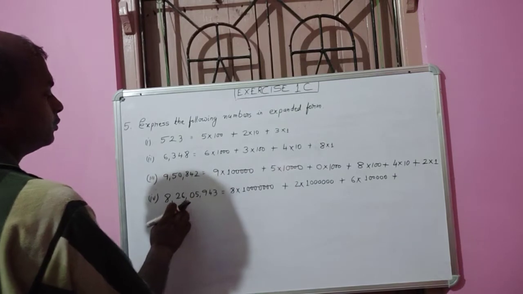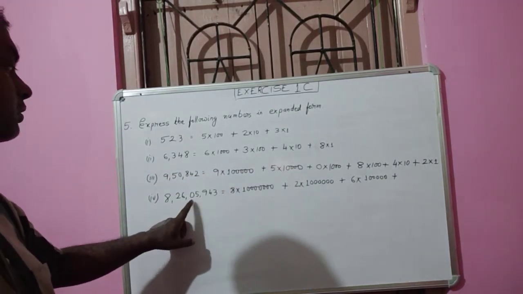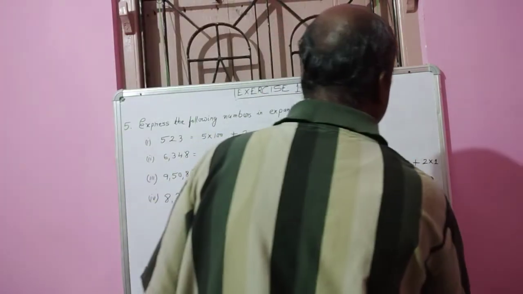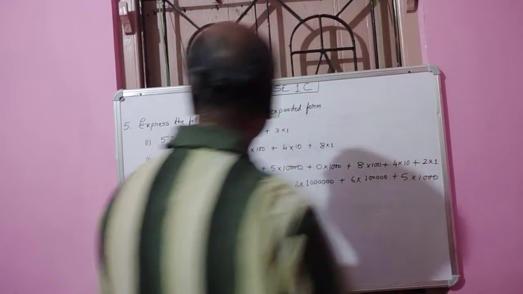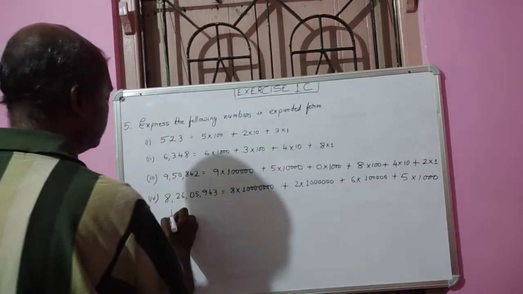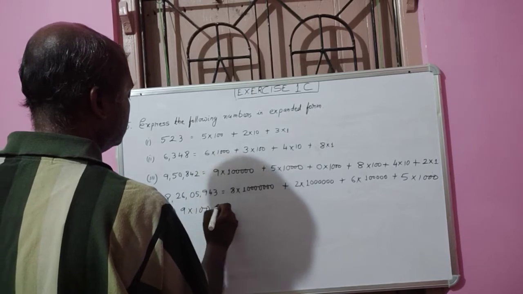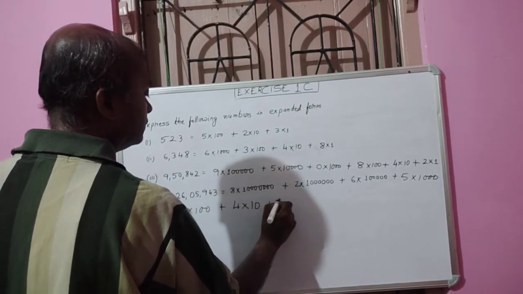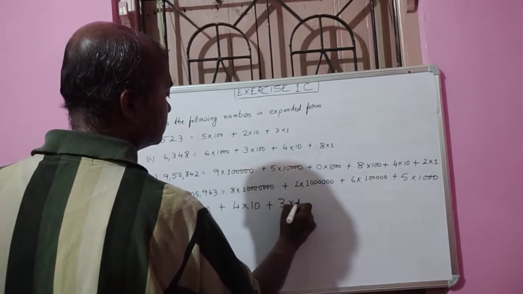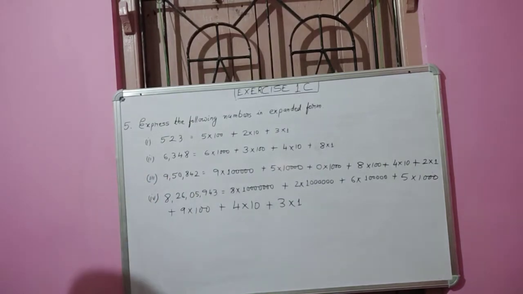After that you have 0. So this time I am going to ignore 0. Coming to the next number, 5. 5 is in thousands position. Plus 9 is there. 9 is in hundreds position. 4 is there. 4 is in tens position. 3 is there next. It's in ones position. This is how you write the numbers in expanded form.